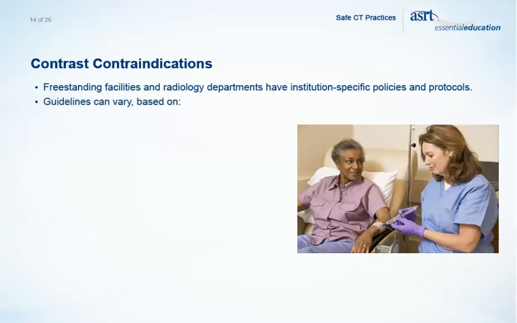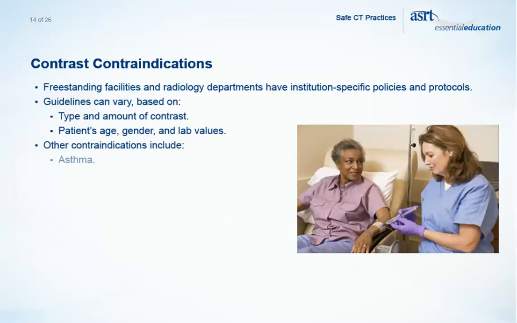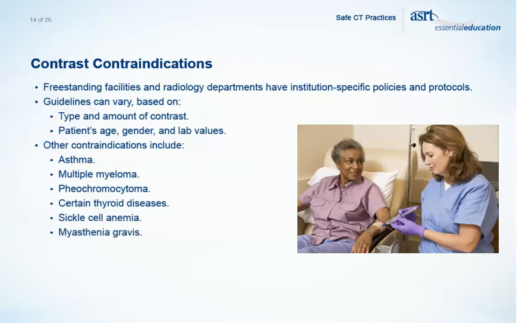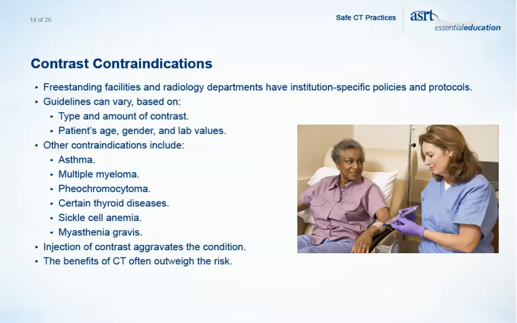These guidelines can vary widely based on several factors, including the type and amount of contrast and the patient's age, gender, and laboratory values. Other contraindications include asthma, multiple myeloma, pheochromocytoma, certain thyroid diseases, sickle cell anemia, and myasthenia gravis. Contrast reactions in patients with these diseases vary, but in general, an injection of contrast aggravates the condition. Yet the benefits of CT often outweigh the risk to the patient, so if there are questions about contrast administration, you should consult the radiologist.